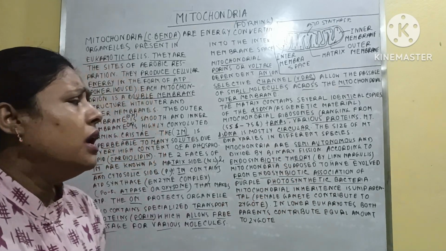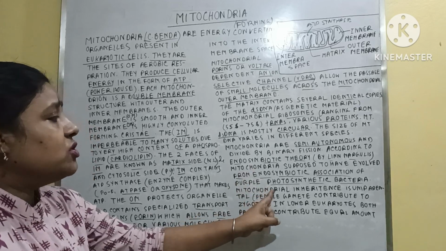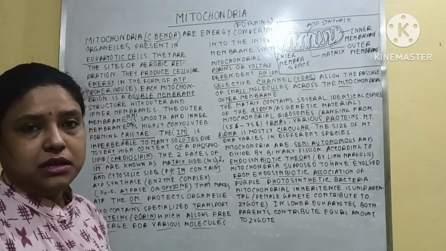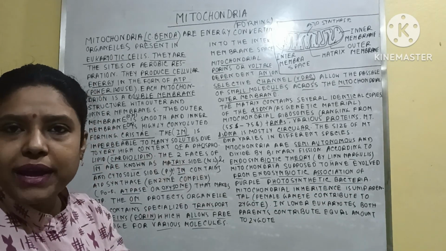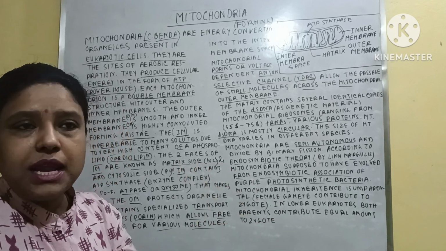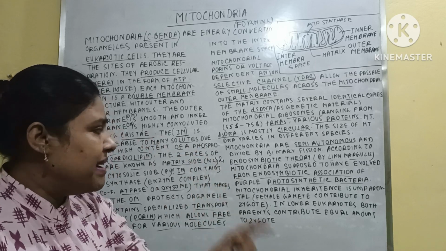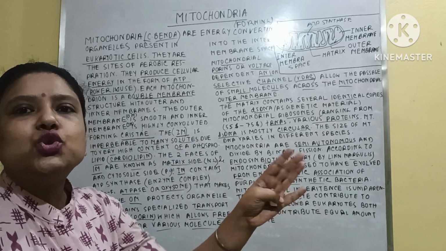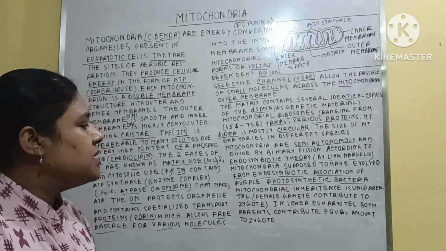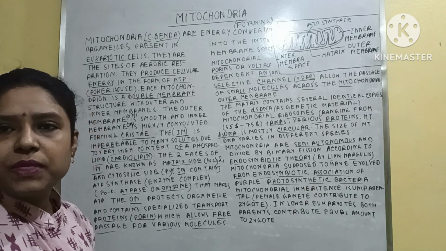So, mitochondrial inheritance is uniparental. And uniparental, why? Because in the higher organisms only the female transfers the mitochondrial genetic material to the zygote. Clear? But in the lower eukaryotes, both parents contribute equal amounts to the zygote.